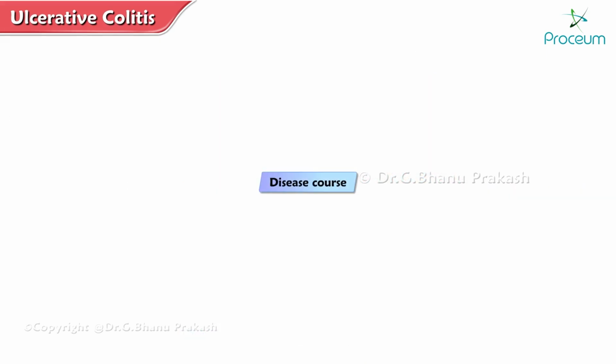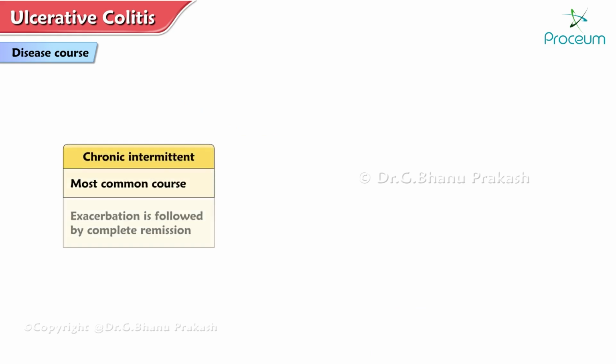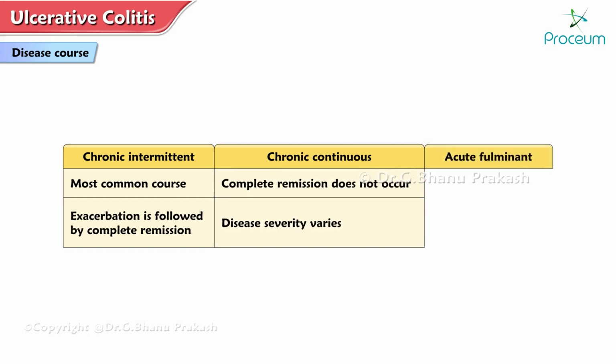Disease course. Chronic intermittent course. It's the most common course. Exacerbation is followed by complete remission. Chronic continuous course. Complete remission does not occur, and disease severity varies. Acute fulminant course. It is sudden onset and characterized by severe diarrhea, dehydration, shock.